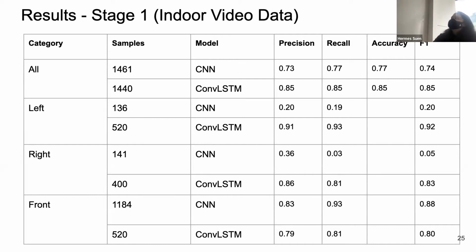This is to be expected since the ConvLSTM model takes into account the history as well, but the CNN model does not. It only takes one frame into account. However, a thing to note here is that our data is highly imbalanced.